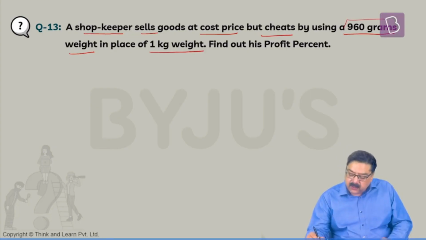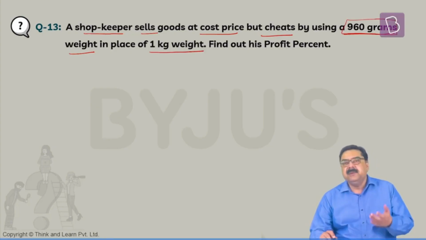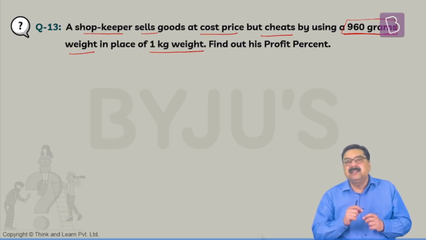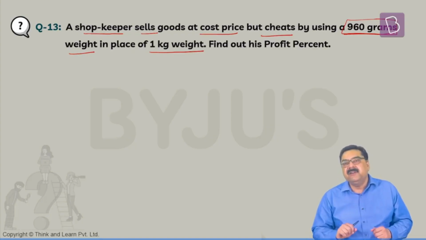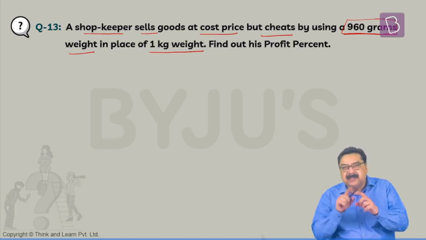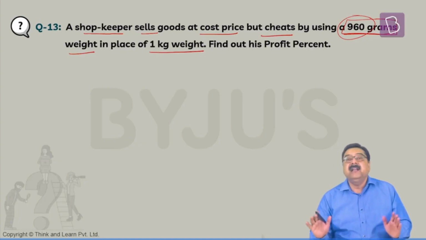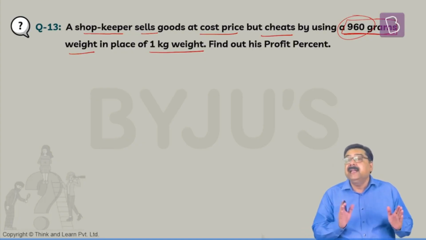So already it is given to you what is the weight that he uses. It happens that when you go out to buy vegetables, at times they make use of some stone and they say, okay, this weighs 1 kg actually, but they do not use the appropriate standard weight with the inscription, this is 1 kg or this is 500 grams, the black ones, hexagonal or octagonal in shape. So he's using a 960 gram weight in place of a 1 kg weight. So 40 grams is what he's earning on selling every 1 kg.